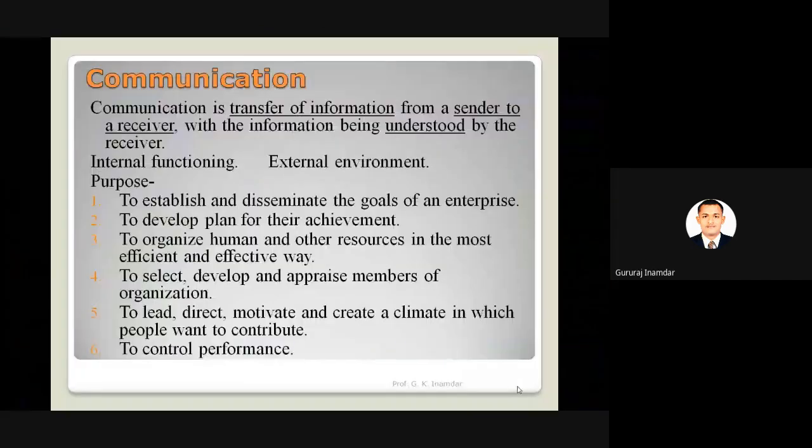Let's start the communication. So communication is a transfer of information from a sender to a receiver. This is a very simple definition. Communication is nothing but the process of transmitting the signal or whatever the message, with the information being understood by the receiver. Now whether you have given suggestion, you have given information, but whether they have listened or accepted, this is also very important.